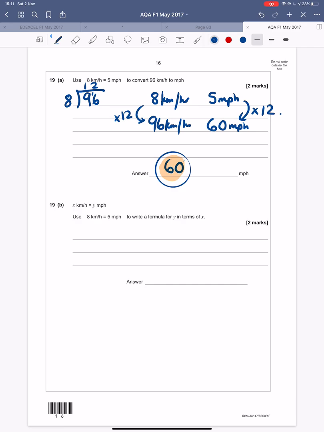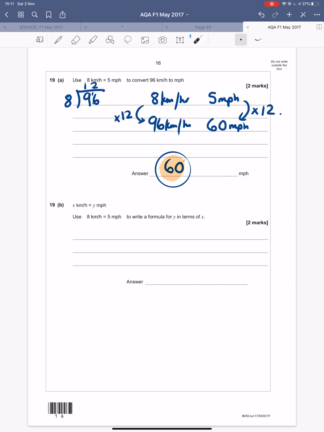So if you think what I did in the one above, with the 96 up here, over here I divided it by 8. So the 96 is the kilometres per hour. So the 96 is the x, a particular value of the x. So the 96 I divided by 8, which gave the answer 12, and I multiplied that answer by 5 to get the miles per hour.